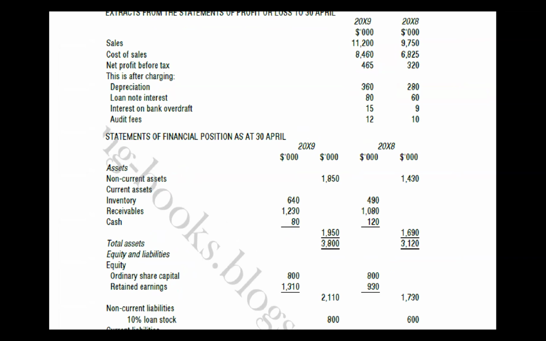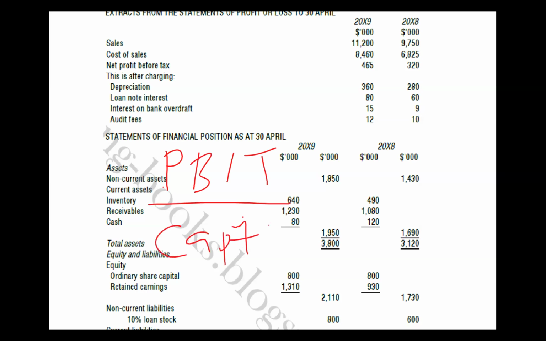Now remember, the operating profit, this is the message that we want to send. The operating profit is the profit before interest and tax, right? That's the operating profit, isn't it? Operating profit is profit before interest and tax divided by the capital of our company.